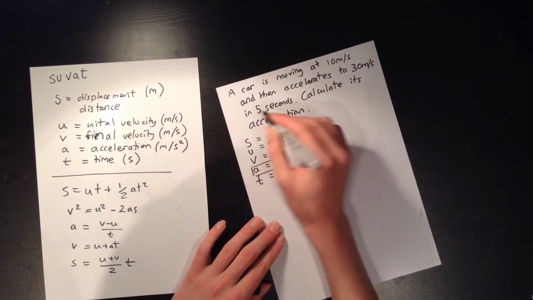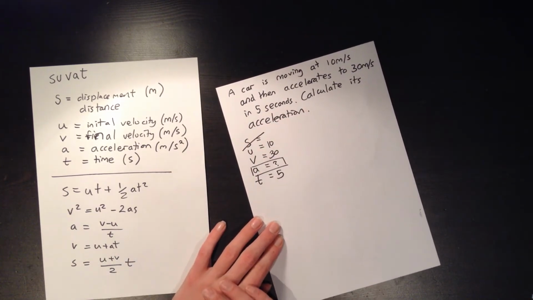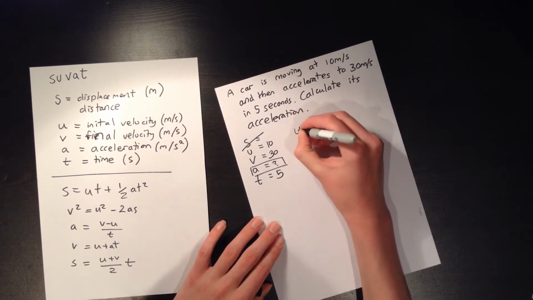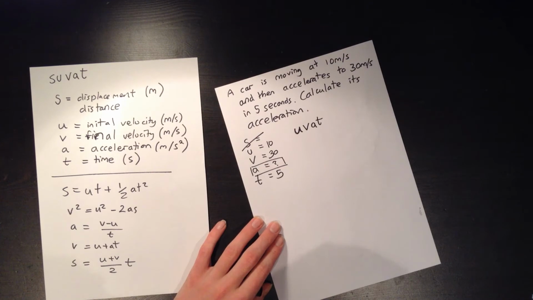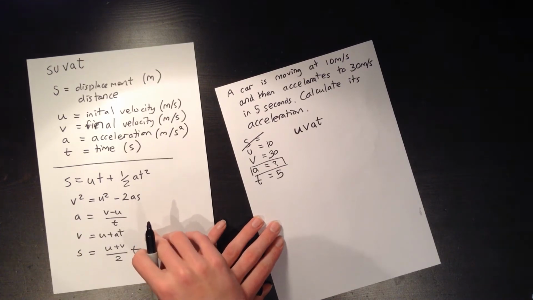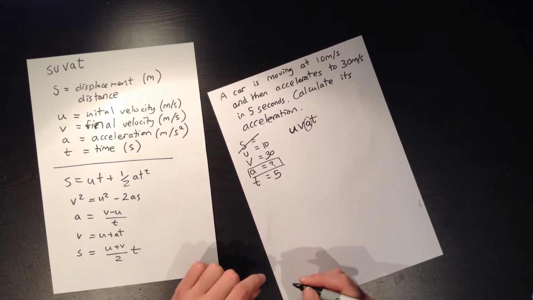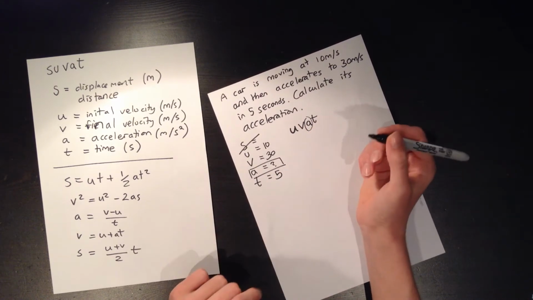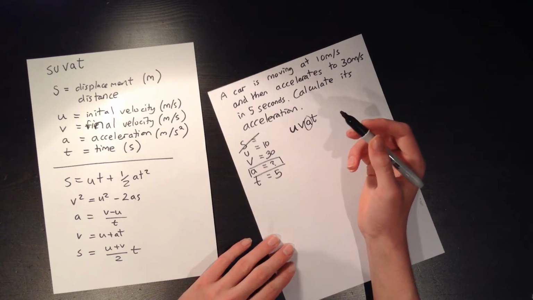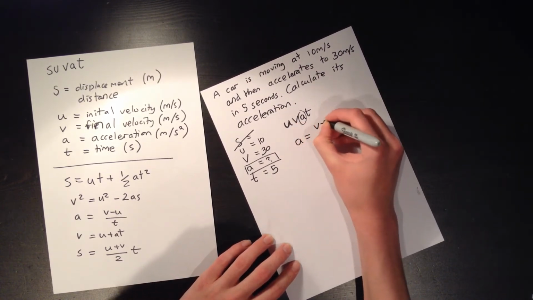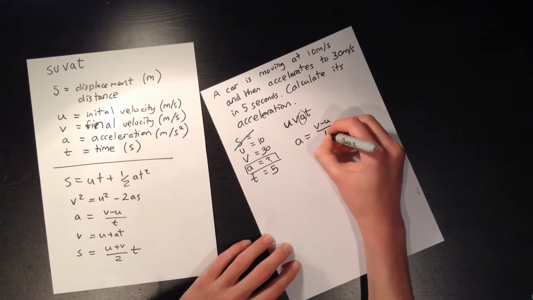Now, in this question, we don't need to bother about displacement. So all we need to concentrate on are U, V, A, and T. And we need to find one of these equations that uses all 4 of these, because we want to find out what acceleration is. So there are many ones, there are at least 2 that we can use, but I'm going to pick A equals V minus U over T.